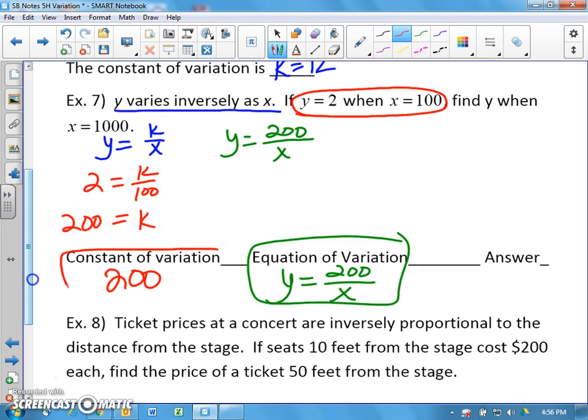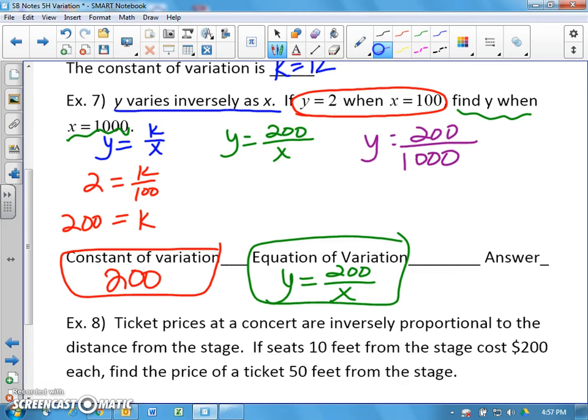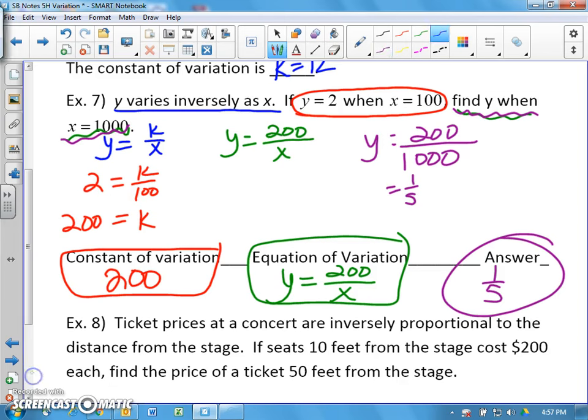Finally, what we need to do is follow through with the task. The task that we're given is to find y when x is 1,000. Okay? So we're going to go through and do that. And they're telling me x is 1,000, so I'm going to have 200 over 1,000. When I reduce that out, I'm going to get 1/5. So the answer to my task is 1/5. Let's move on and look at a word problem now.